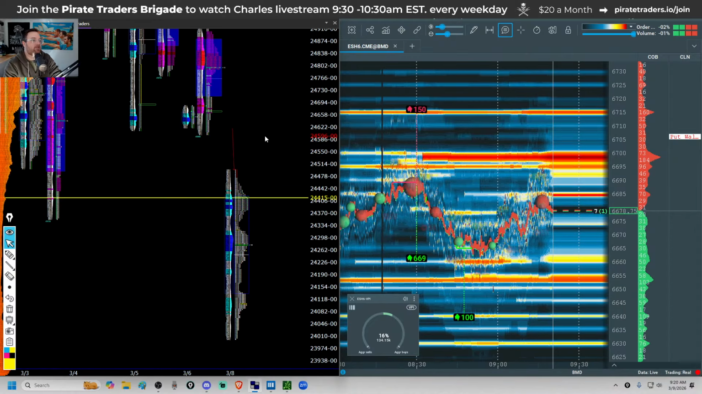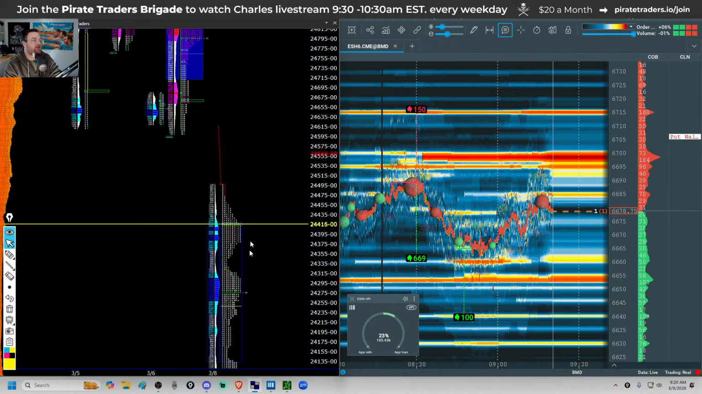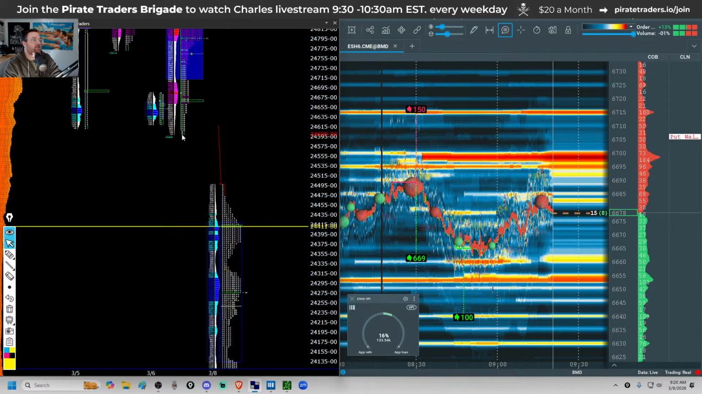Yeah, still an enormous gap to fill. So for the NQ, that gap fill is going to be to 25,4,597. That's what you're looking for.